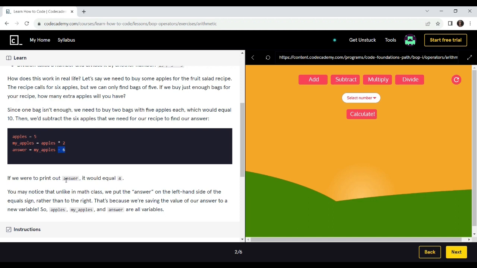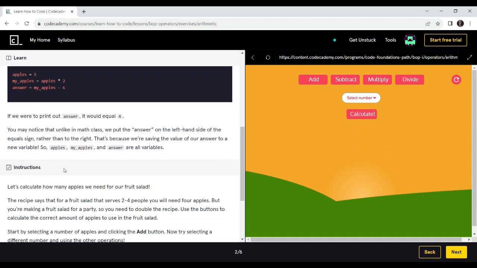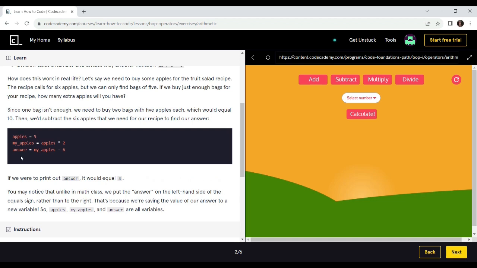So in this example, the answer would simply be 4, because it's 10 minus 6, which is equal to 4. My_apples being 10 because it's the product of 5 and 2, right here. So basically we solved this problem involving the leftover apples using strictly variables as they relate to operators.